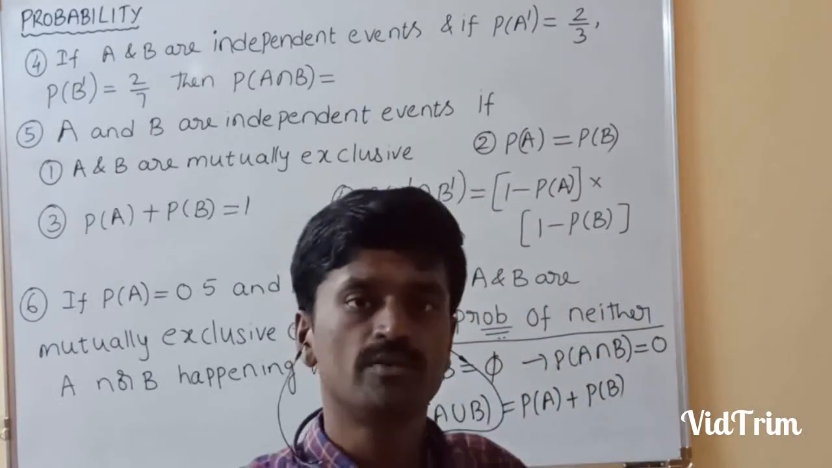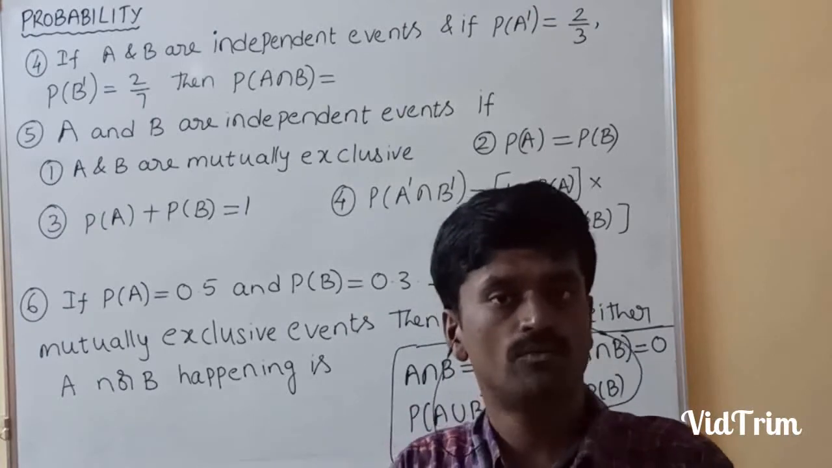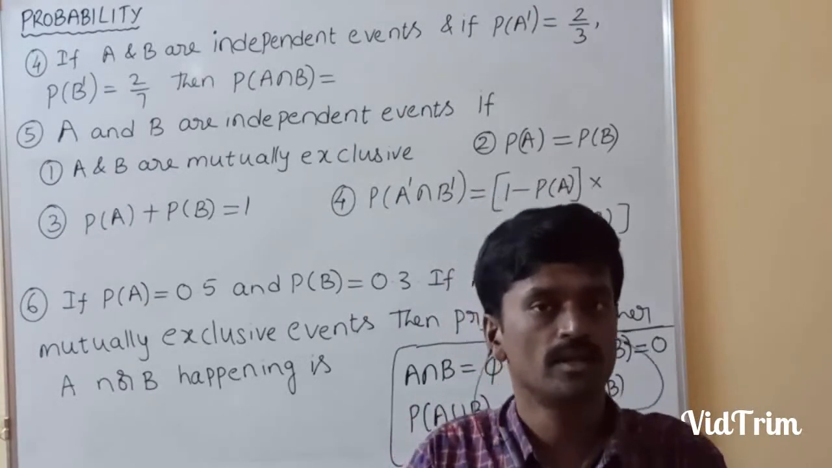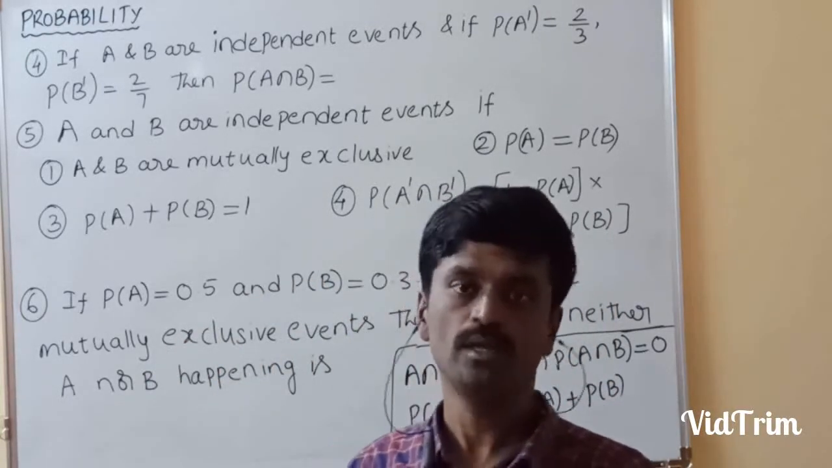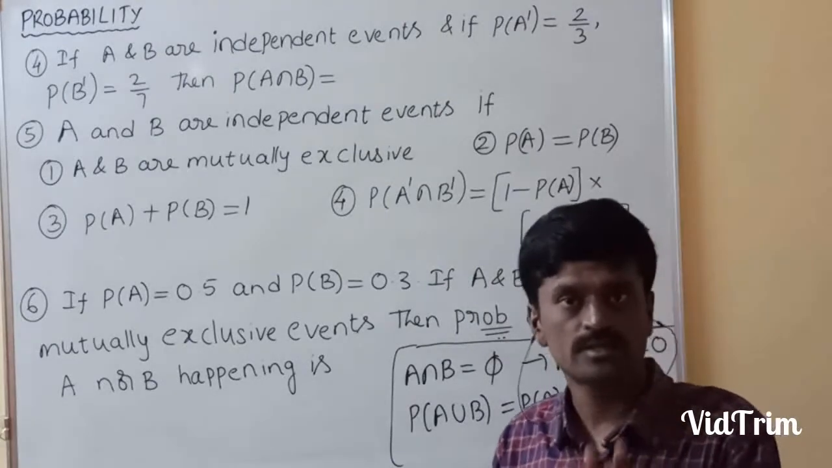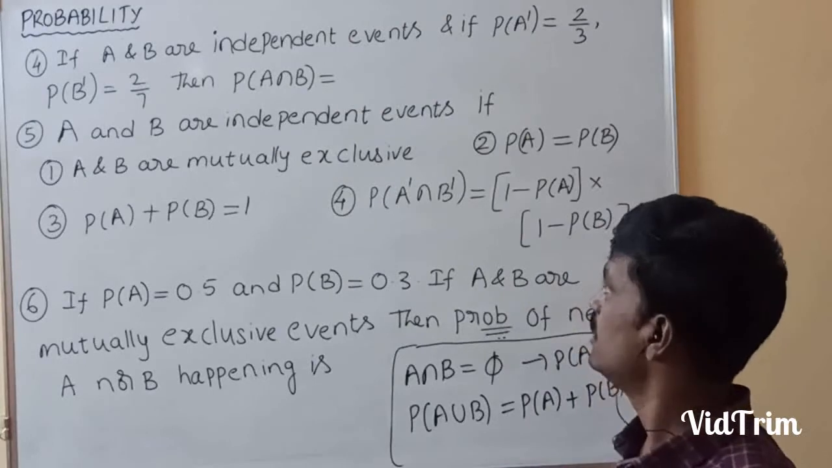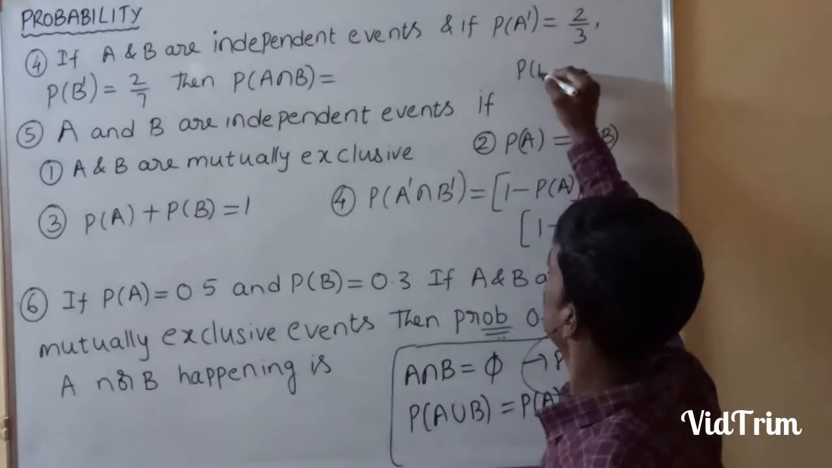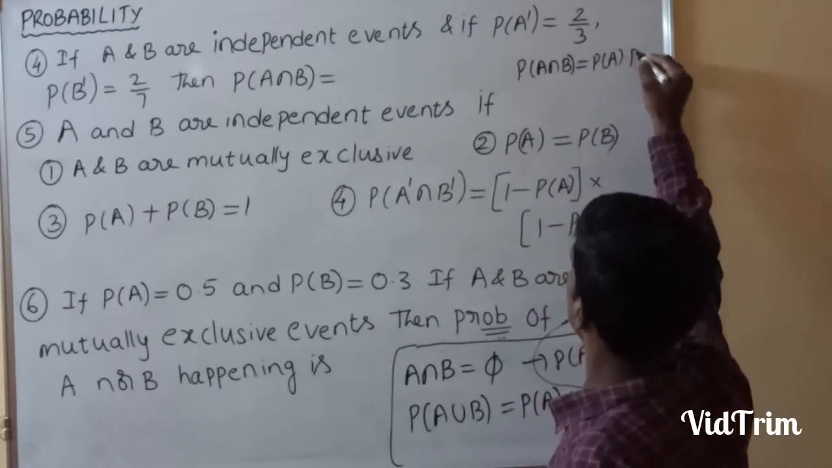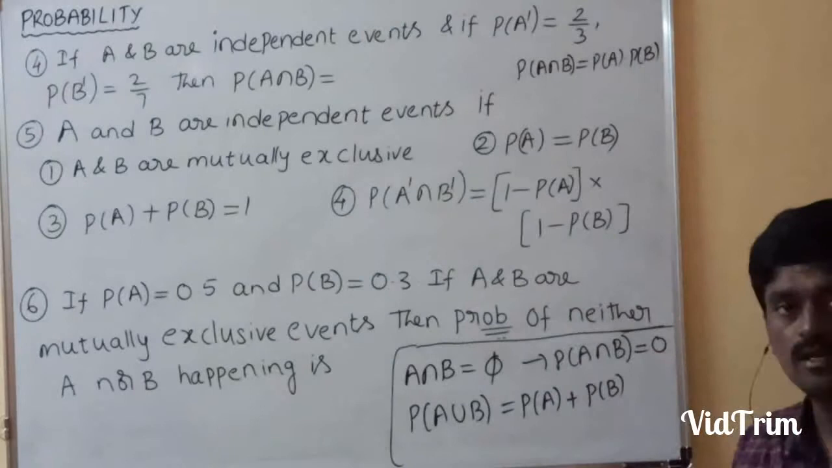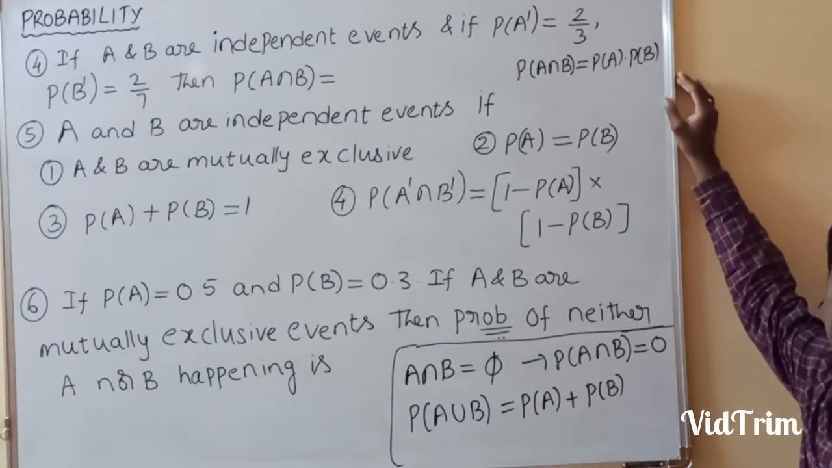Then, two events A and B are said to be independent events if the happening of one event does not depend on the happening or not happening of the other event. So two independent events are not dependent. If A and B are independent events, then probability of A intersection B is equal to what? Probability of A into probability of B.